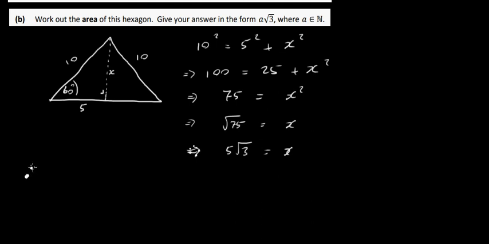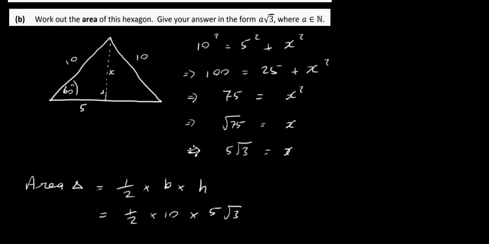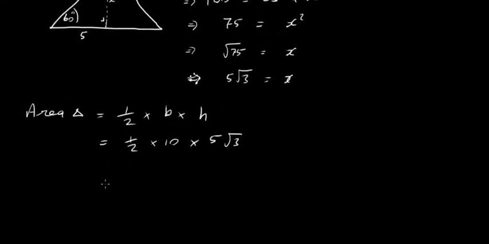So the area of a triangle is just half the base times the height. So that's just going to be half the base, which is 10, and we now know that the height is 5 root 3. So when you do that, you get half of 10 is 5, 5 times 5, 25 root 3. So that's unit squared here.